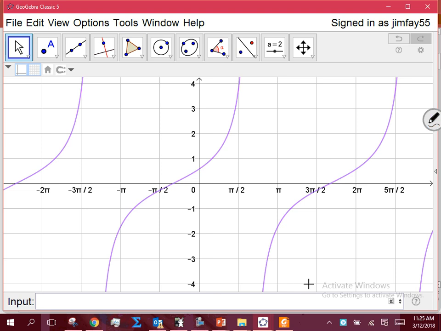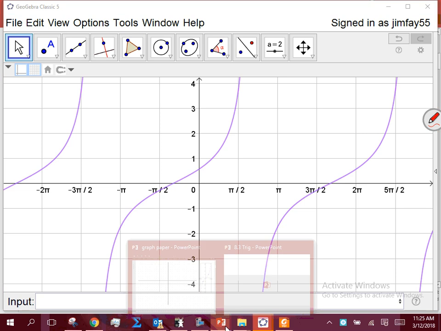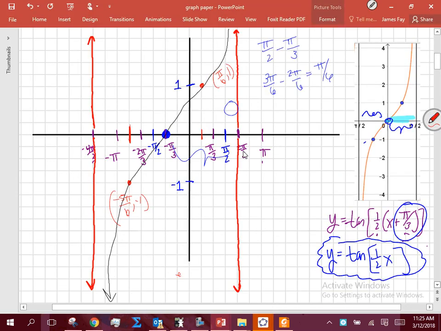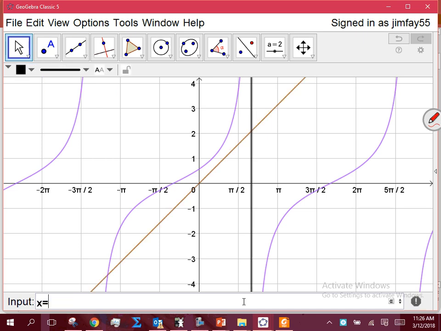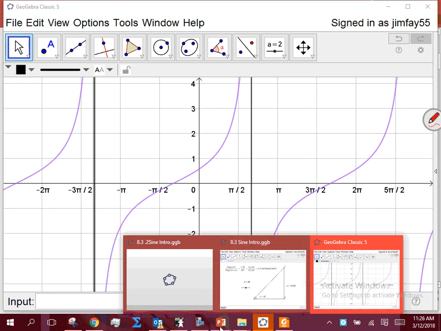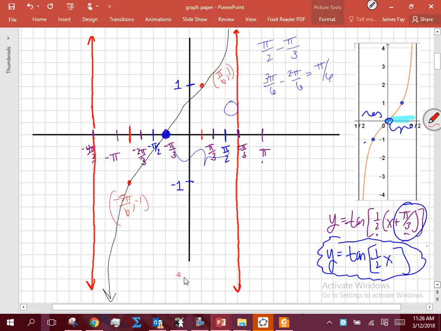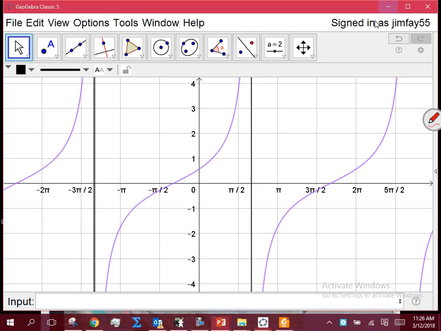We first found that we had an asymptote at 2 pi over 3 and one at negative 4 pi over 3, right? So let's plot those. X equals 2 pi over 3. X equals negative 4 pi over 3. Do those look accurate like asymptotes? Yeah. Okay. We also found that we had an x-intercept at negative pi over 3, 0.